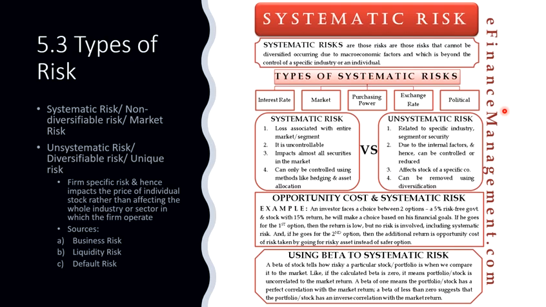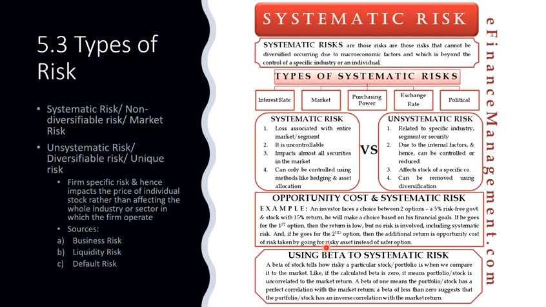Alright, so systematic risk ni is loss associated with entire market or segment. It is uncontrollable, impacts almost all securities in the market, and can only be controlled using methods like hedging and asset allocation. Okay. And to measure the systematic risk, we use the beta coefficient. So beta coefficient akan digunakan untuk measure systematic risk. Itulah systematic risk. Dia non-diversifiable risk dan juga dia lah market risk. Dia tak boleh dikontrol. Okay.